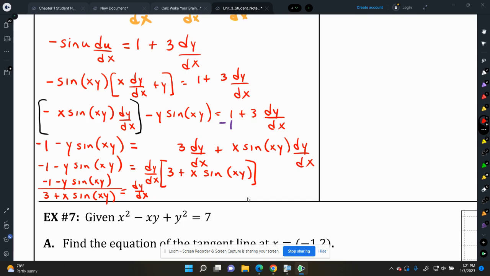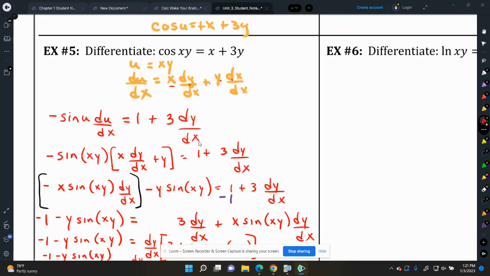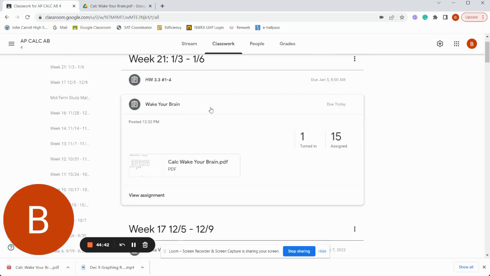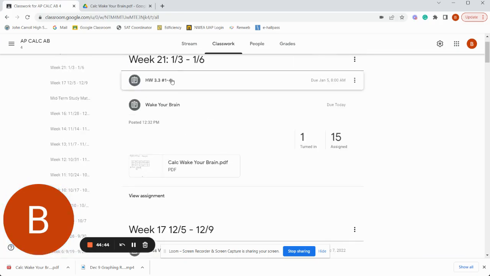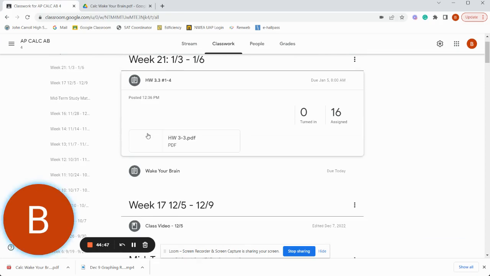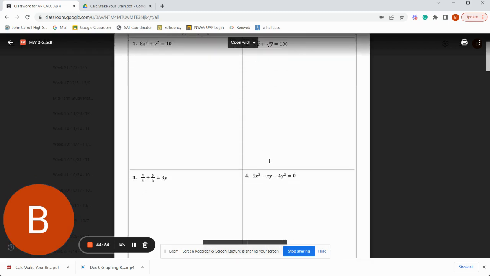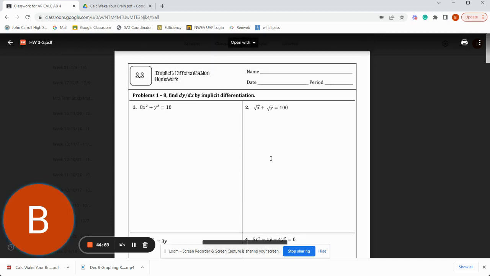Really nasty. I know. Okay, listen, you just have to keep plugging through. Don't stop. Just keep pushing forward with it. For homework, I would like you to do homework number 3.3, numbers 1 to 4 only.